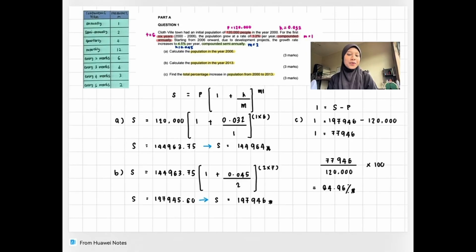Hi, now I'm going to explain part A, question 1. You can pause first to read the information. I already helped you to identify the keywords. So we move forward to question 1A. Over here, the question asks to calculate the population in the year 2006.